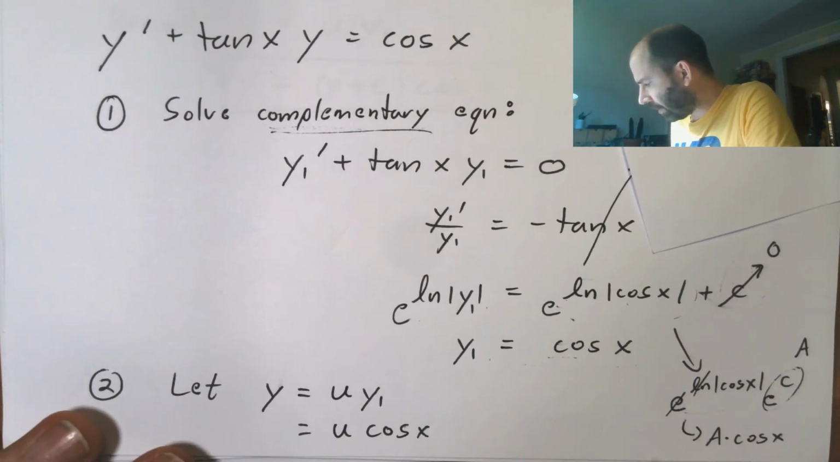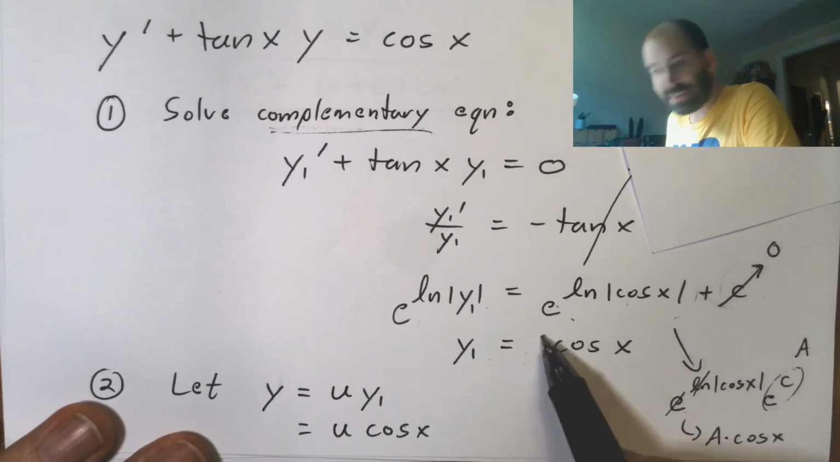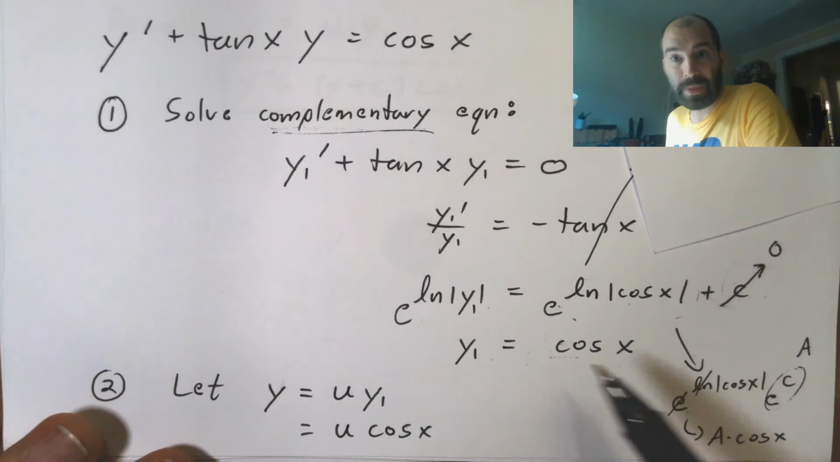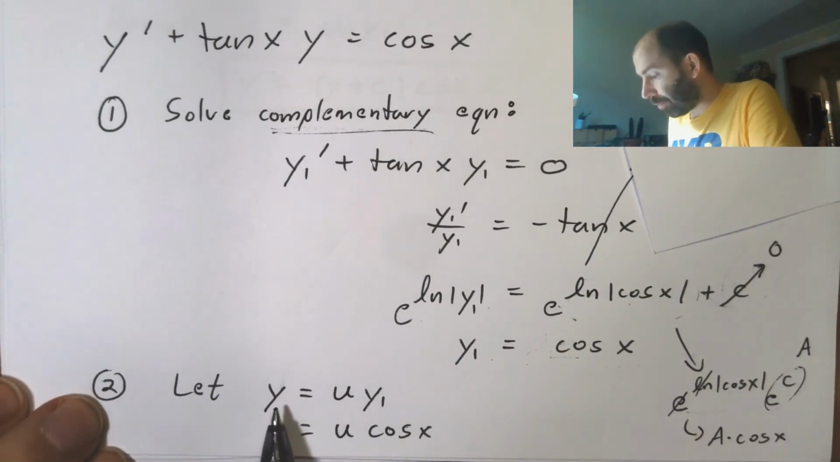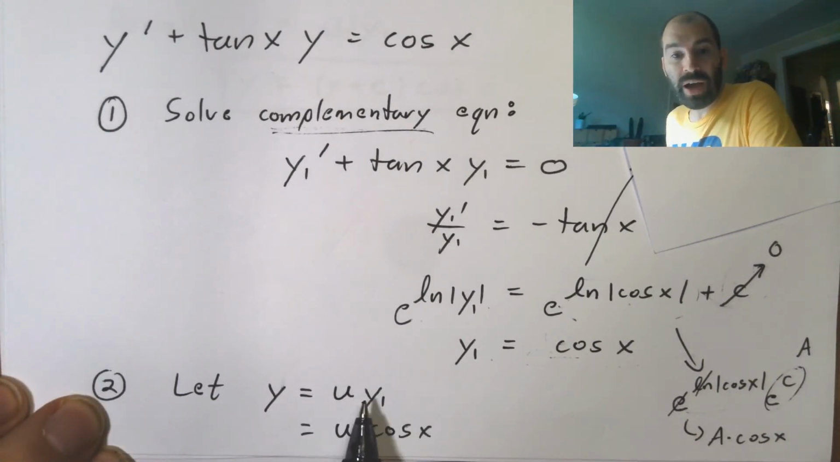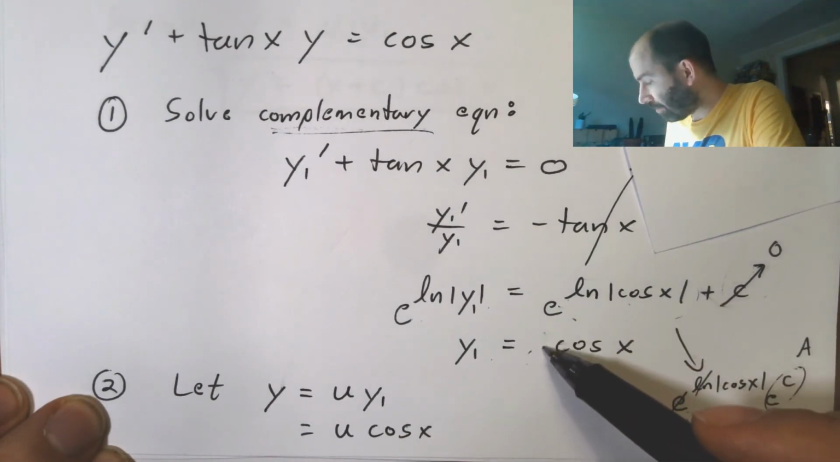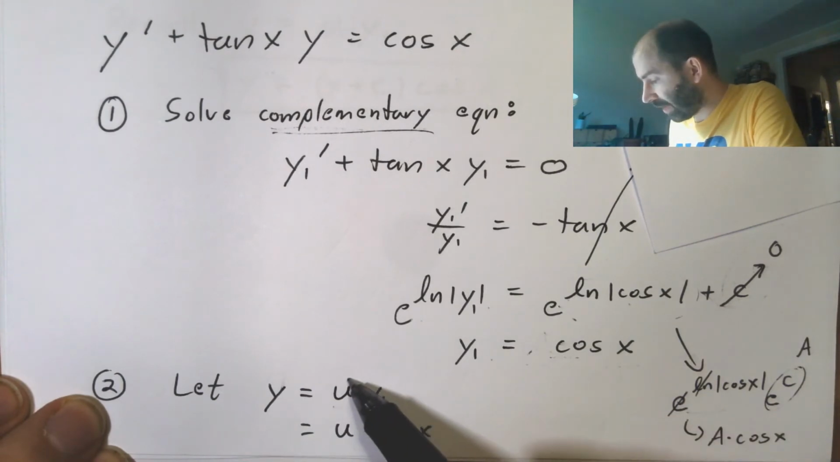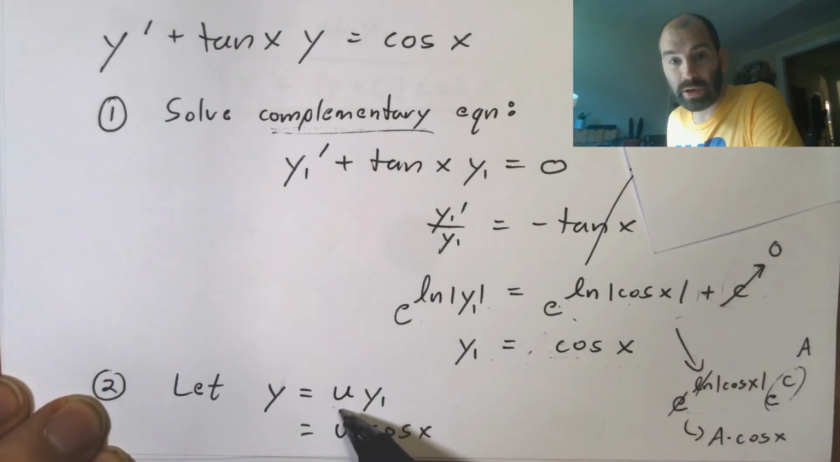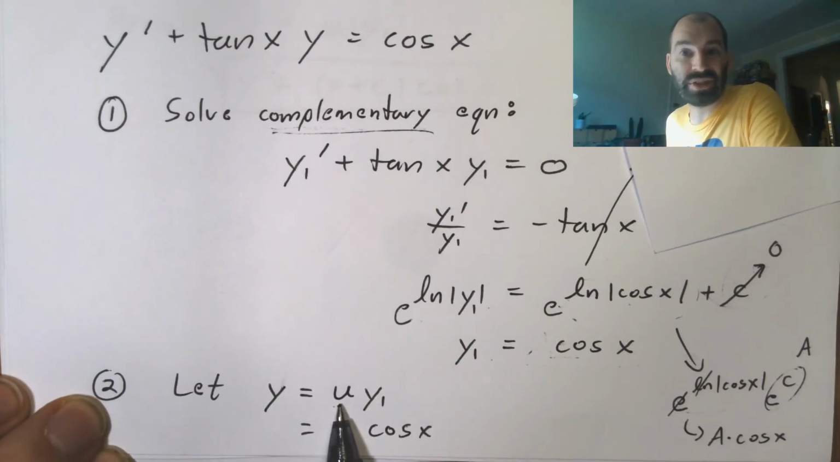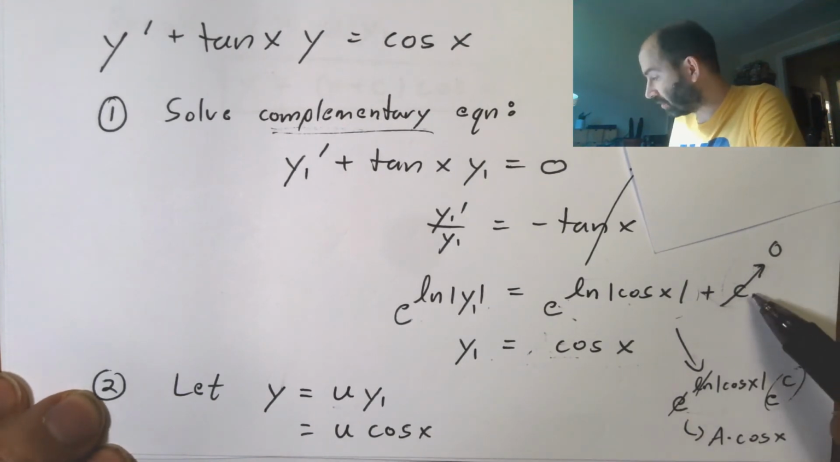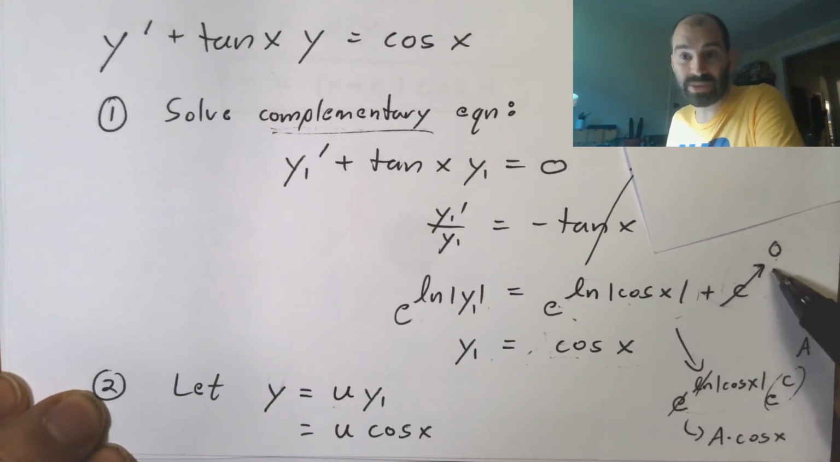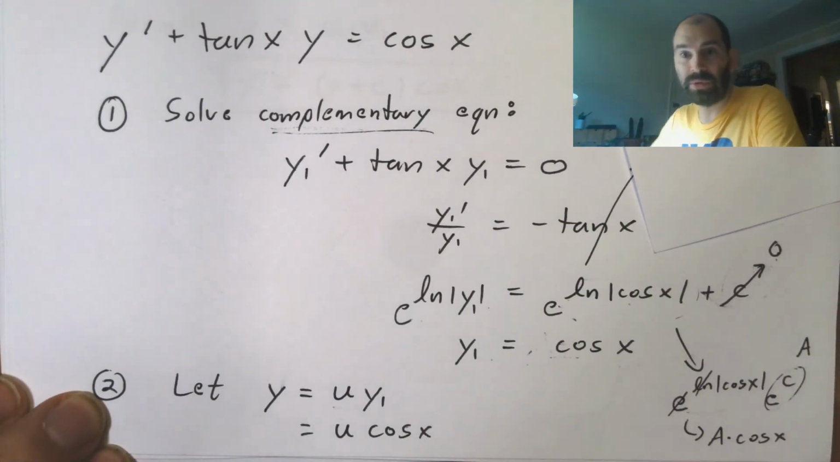Now, you might say, well, we have a constant a over here, right? Well, look at the next step. We let y equal u times y1. So why should I bother writing a constant a here when I could just assume that a is part of u? u is being multiplied by y1, so let's just assume that the constant is in u instead. So we can assume that this constant is just 1. And that's why we can assume that this constant is 0, because that's what makes that constant equal to 1.